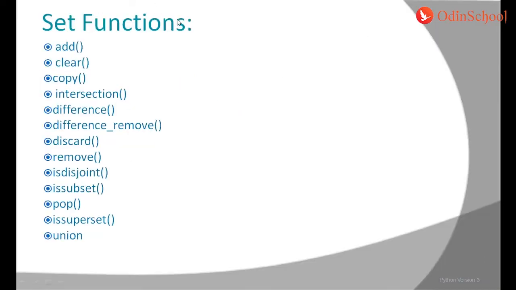Now next is the set function. Set has add, clear, copy, intersection, difference, remove, discard, isdisjoint, issubset, pop, issuperset, and union functions. The pop, add, clear, copy, and remove all work the same as in other data types. Mainly the intersection, difference, isdisjoint, issubset, and issuperset are used with sets, because set is used for set theories. Let's see an example of this.